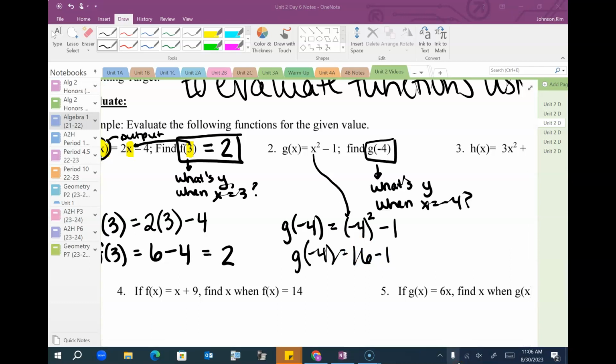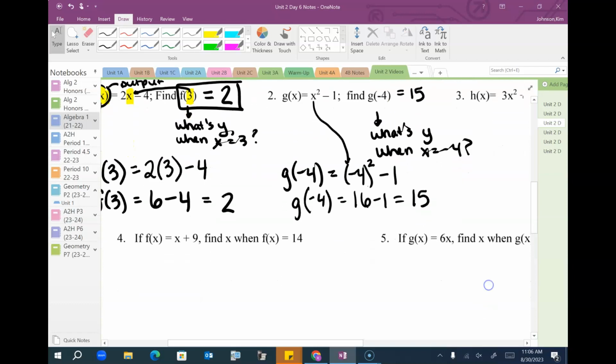It's important that we wrap our number in parentheses when we substitute it in. If you don't wrap it in parentheses, then you oftentimes end up mixing up the signs. And so you would just square the 4 and have a negative out in front. So we want to make sure that we know that we are squaring the quantity negative 4. I'm just going to rewrite this, make it look a little bit better. So negative 4 squared is 16 minus 1, which gives us 15. So g of negative 4 is 15.